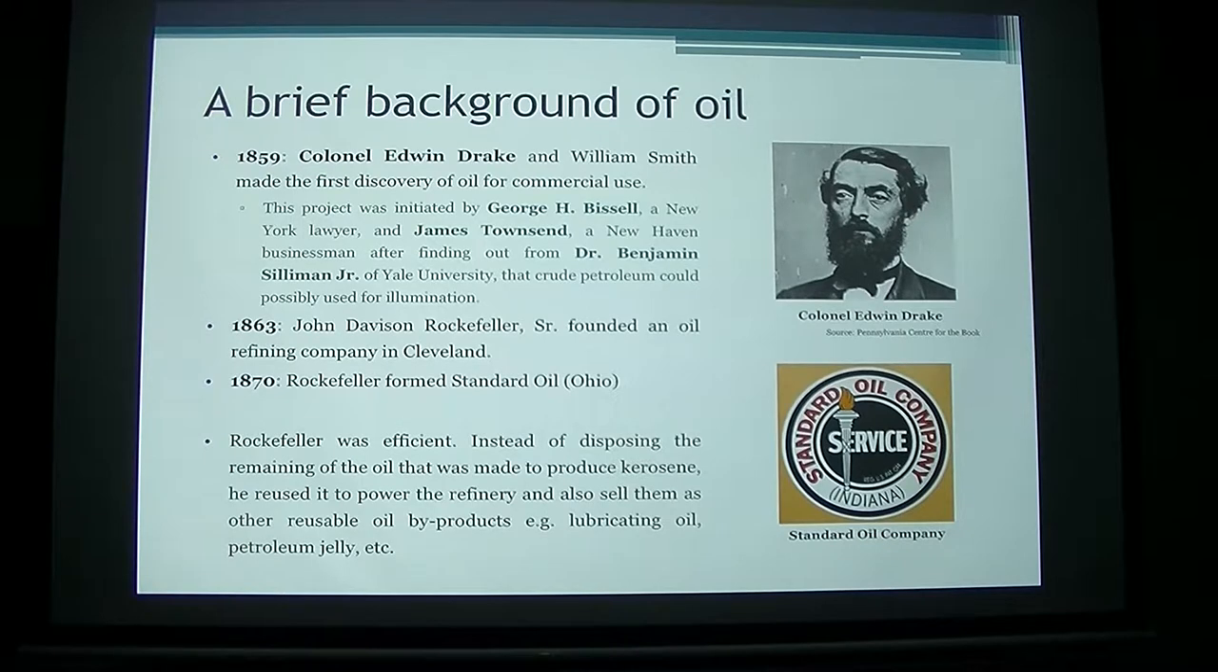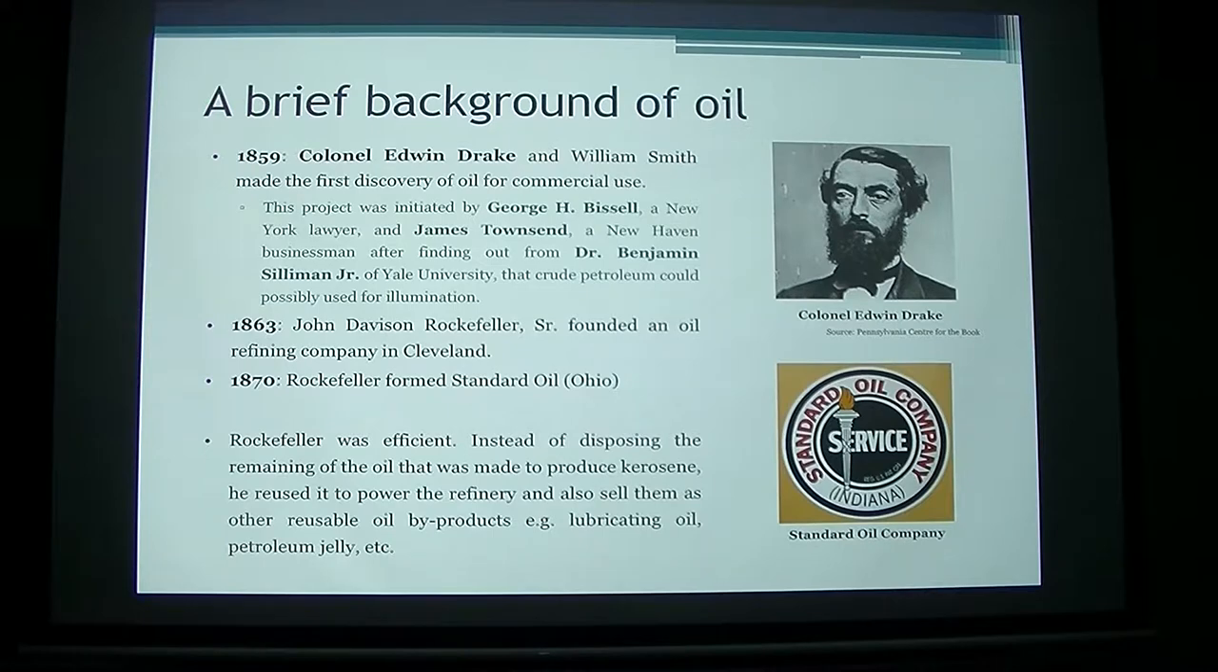Later they monopolized the oil industry. At one point they had 60% of market share before they collapsed. Standard Oil is said to be one of the most valuable companies of all time, valued at $1 trillion.